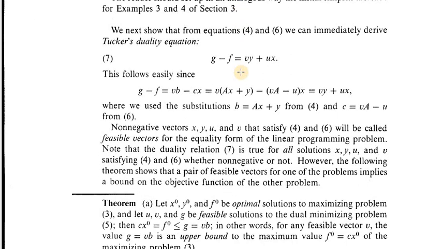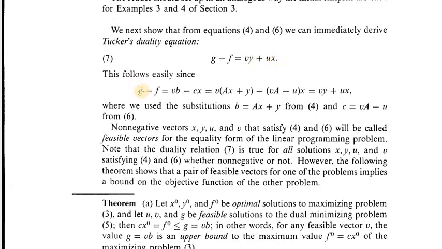And now we get to something that relates the two pictures together. Remember, G was the solution to the minimization problem. F was the solution to the maximization problem. So there's a relation between the solutions of these two problems. G minus F equals Vy plus Ux. So let's see how this works out step by step.